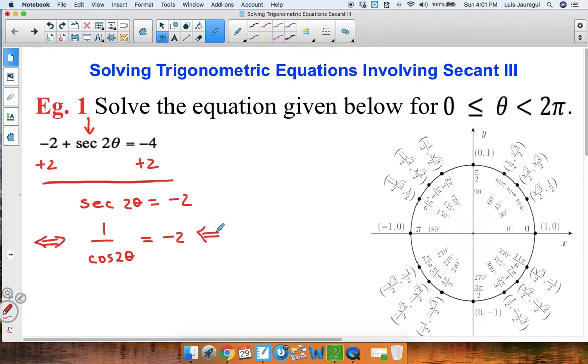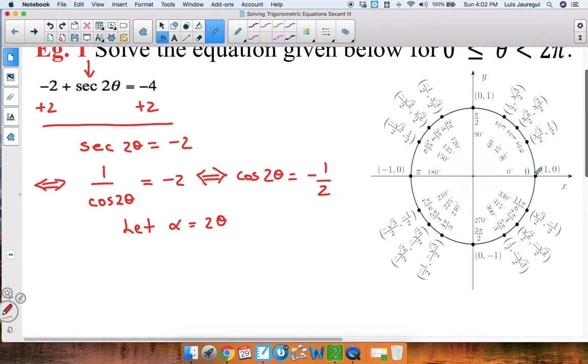Now, to get an equivalent equation, we're going to take the reciprocal of both sides of this equation. The reciprocal of 1 over cosine of 2 theta is simply cosine of 2 theta, and the reciprocal of negative 2 is negative 1/2. At this stage, we're going to introduce a new variable, alpha. So let alpha be equal to 2 times theta. Using this new variable, we can rewrite the equation as cosine of alpha is equal to negative 1/2.